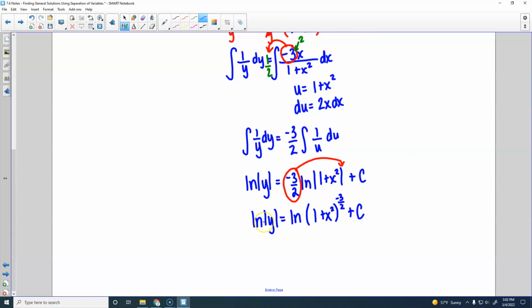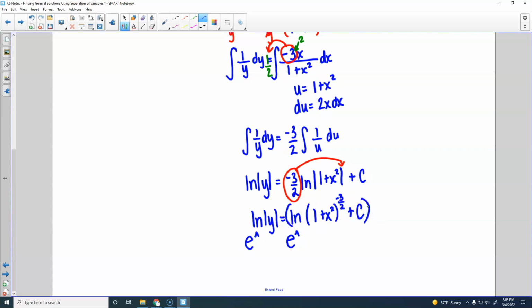It is over here for the e for right now. Over here, you can keep it or not because 1 plus x squared is always positive. Okay? All right. So our properties of logs tell us that if we have a coefficient, we can pull it in as an exponent. So now, whenever we do e to the power, that's the problem.